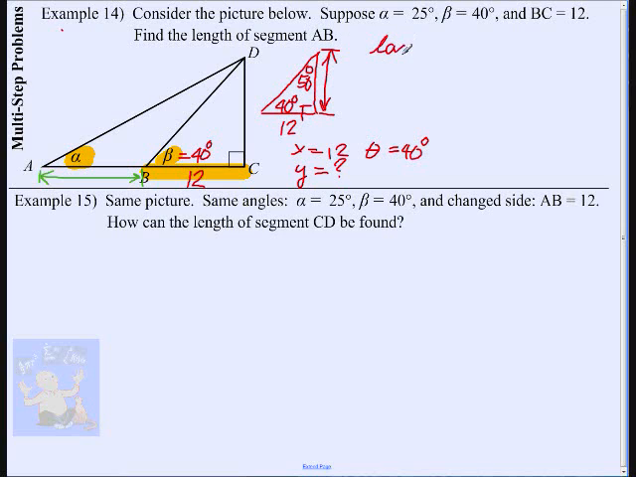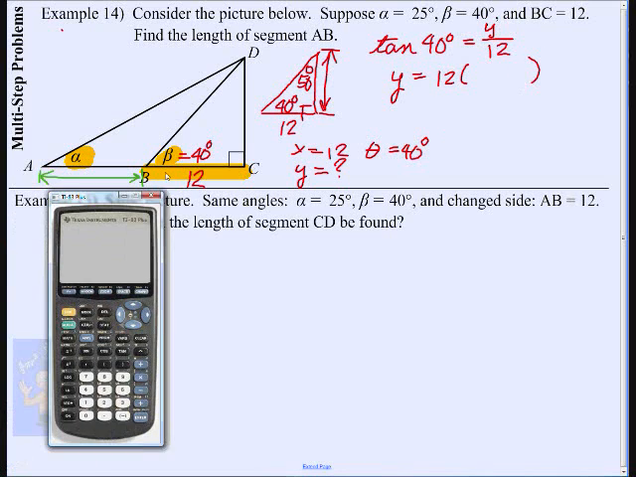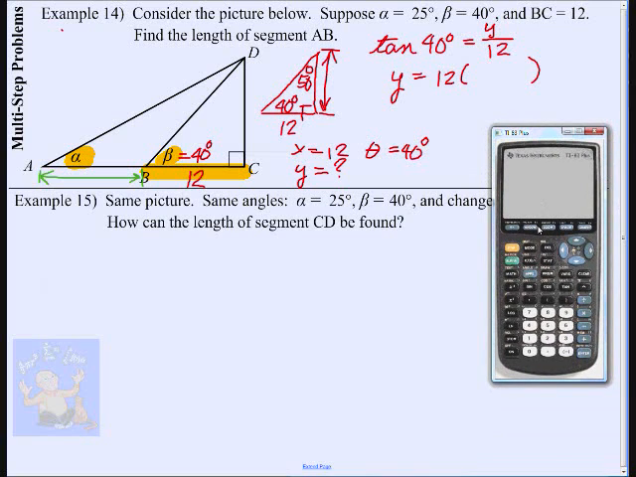That's right, tangent. We know that tangent of 40 degrees is going to equal y, which I don't know, and that of course is DC, and x, which I do know, that's BC, it's 12. So I could re-express this as y equals 12 times whatever the tangent of 40 degrees is. Let's pull over the calculator. It's going to be so useful to have a calculator handy.